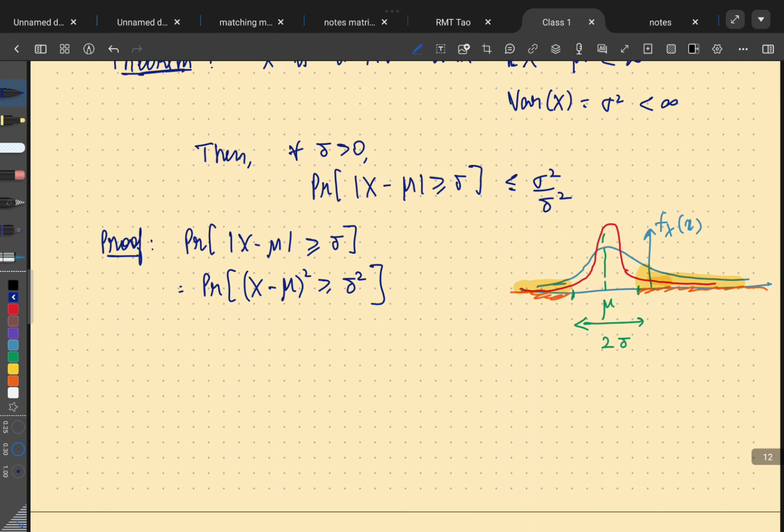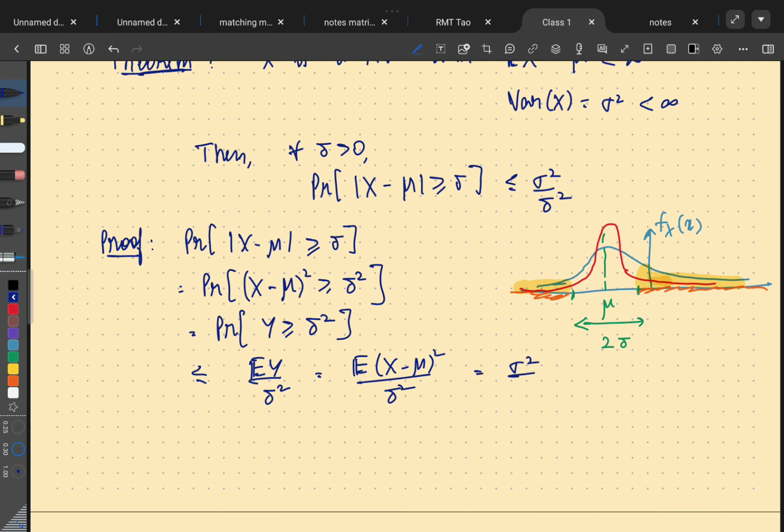Now I can take x minus mu the whole square to be a random variable. So y is equal to x minus mu the whole square. This is a non-negative random variable. And I apply Markov's inequality. I get this is less than or equal to the expected value of y divided by delta square. But what is the expected value of y? Exactly. It's the expected value of x minus mu the whole square divided by delta square, which is nothing but the variance of x divided by delta square.